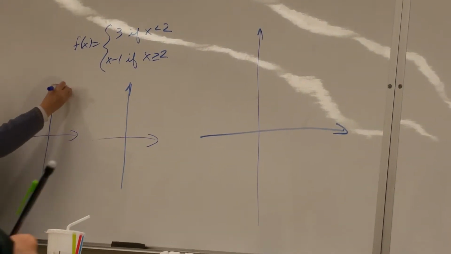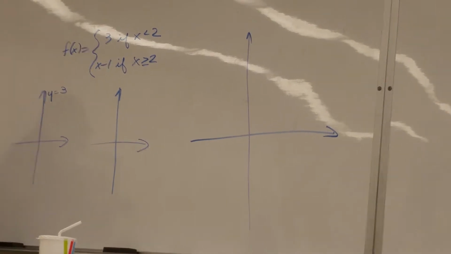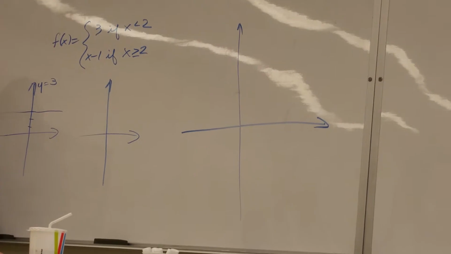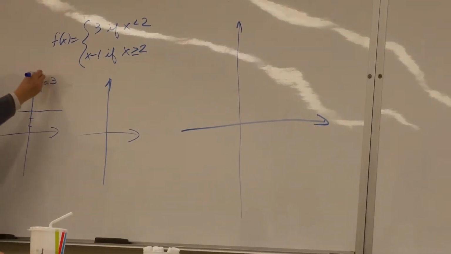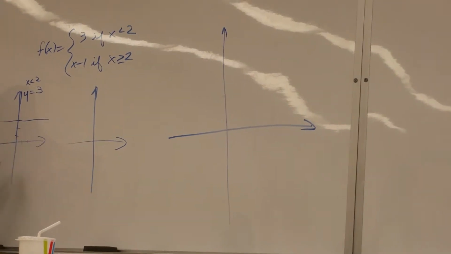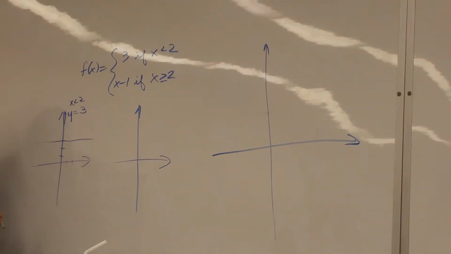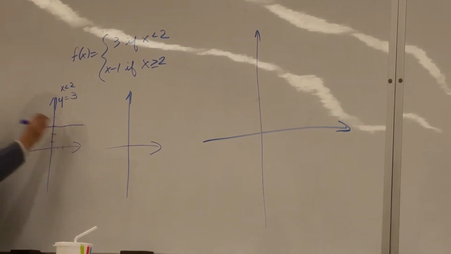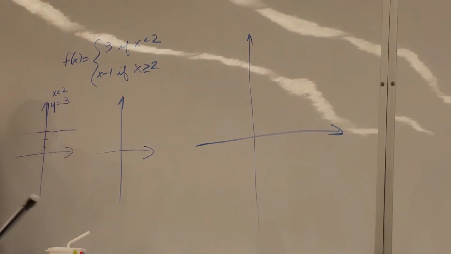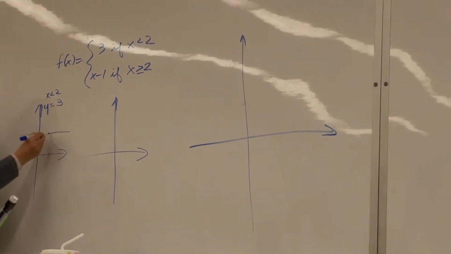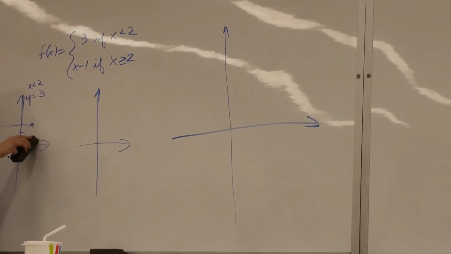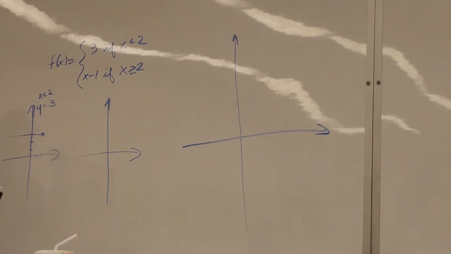So first one is y equals 3. What does y equals 3 look like? Horizontal. Horizontal line. But I don't want the whole graph, I just want the piece where the x values are less than 2. So there's an x value of 2. Where are the x values less than 2? The left? Do I want a circle or a dot there? Circle? And get rid of the rest of that. Here's our first piece.